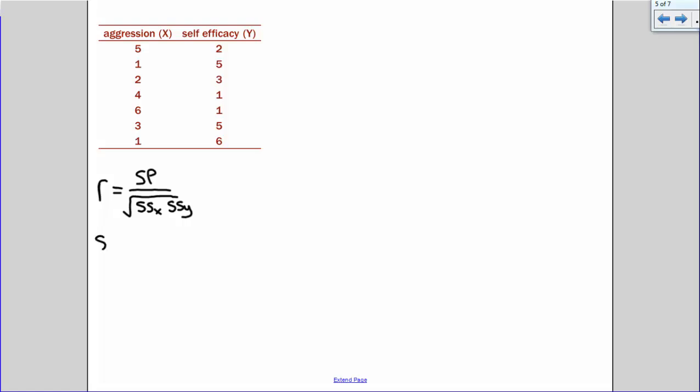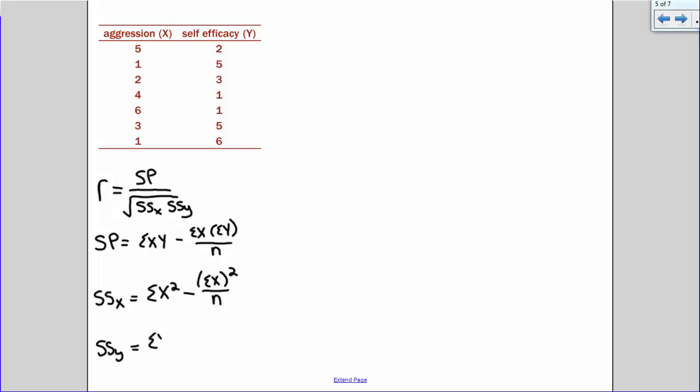So my sum of products is equal to the sum of each x times each y, minus the sum of all the x's times the sum of all the y's, divided by my sample size. Then my sum of squares x is the sum of all the squared x scores minus the sum of all the x's, squared, divided by my sample size. And my sum of squares y is the sum of all my y scores squared minus the sum of y, squared, divided by my sample size.